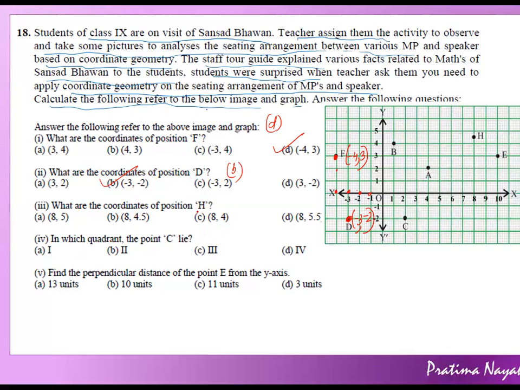What are the coordinates of position H? H is here. So we'll go from 0, 1, 2, 3, 4, 5, 6, 7, 8. Then 1, 2, 3, 4, and 4.5. It is in between 4 and 5. So H is equal to 8, 4.5.